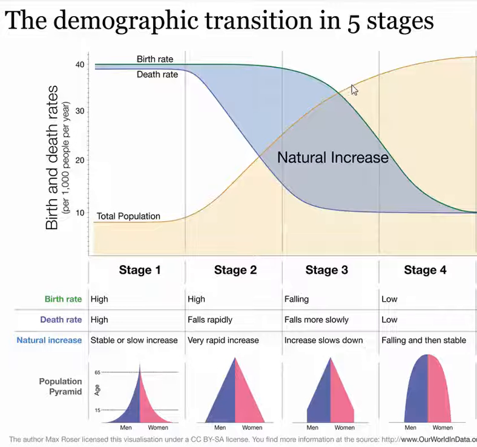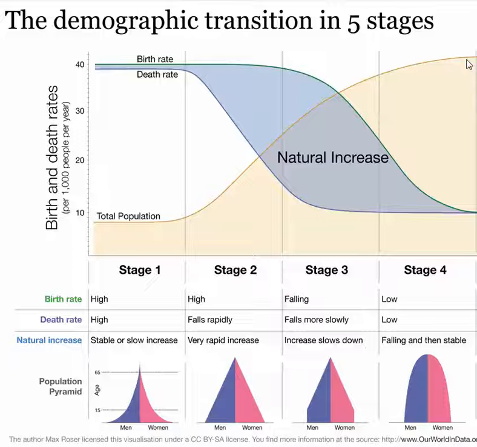The slope of that line is getting steeper as we get close to this 4th stage, the post-industrial stage. That's when the birth rate is going to become similar to the death rate. And at that point, the growth is going to level off and that population should be stable.